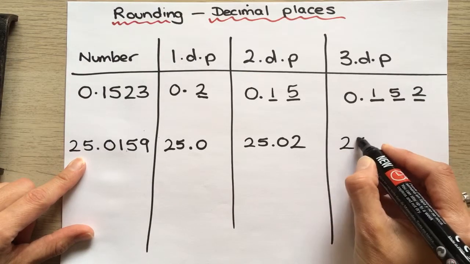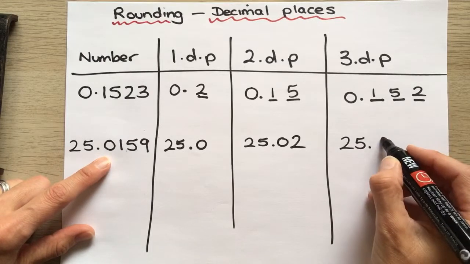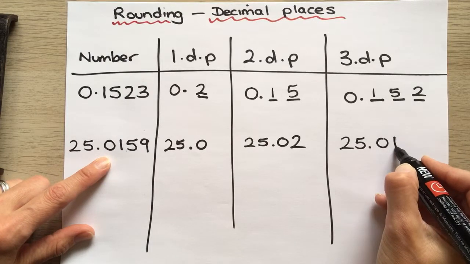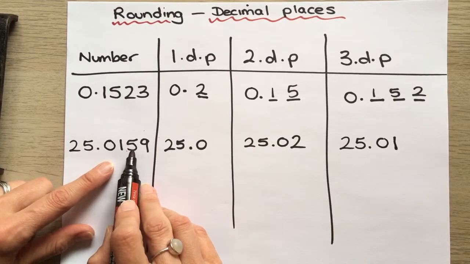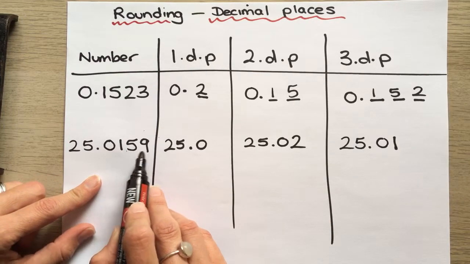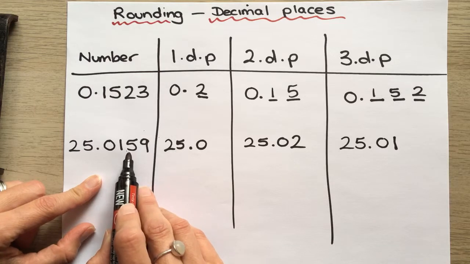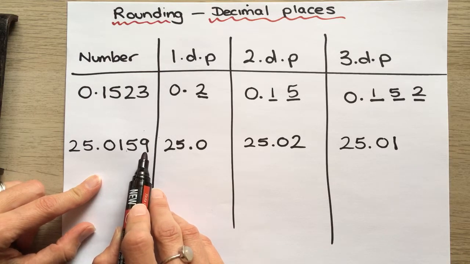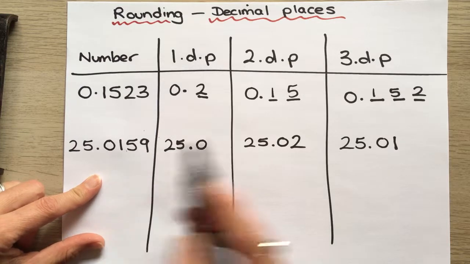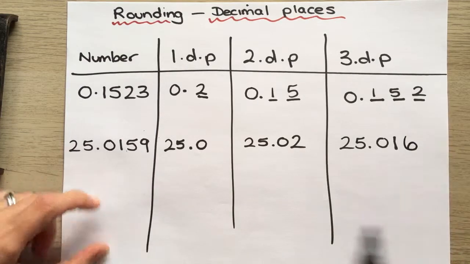And the last one. Again, we have to put in the digits before, 25.01, and then we need to decide on the 3rd decimal place. So, 3rd decimal place here is the 5. It has a 9 next to it, so we have to decide if that's going to stay as a 5 or move to a 6. It has a 9 next to it, which is 5 or more, so this changes to a 6.